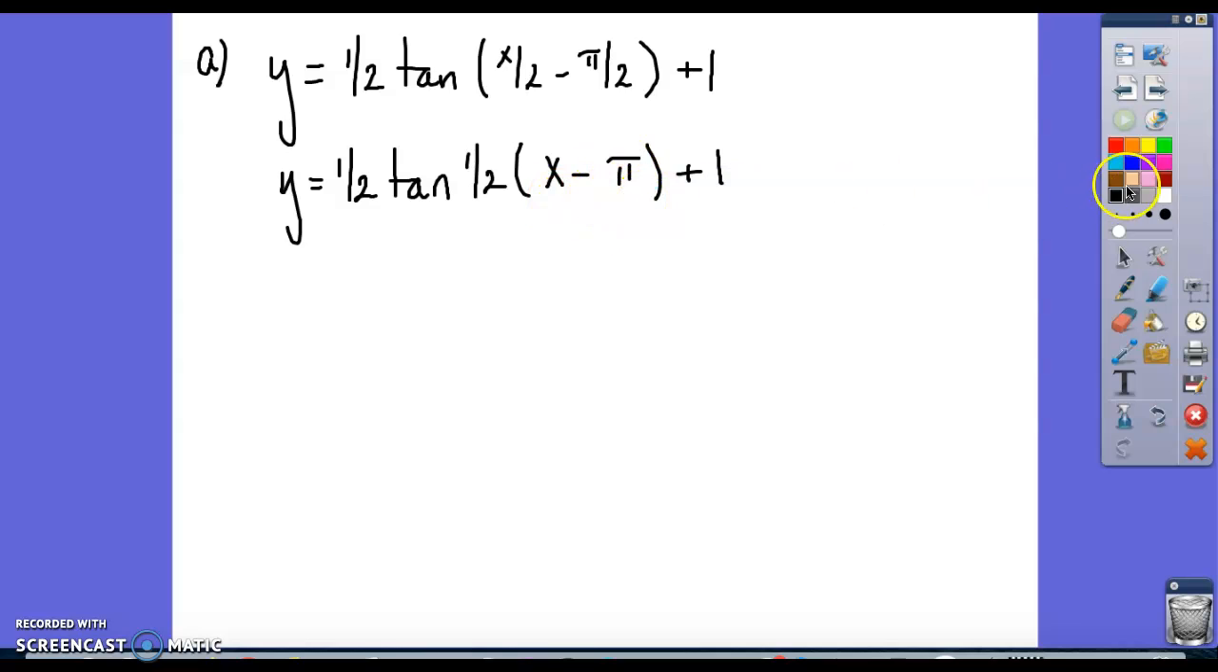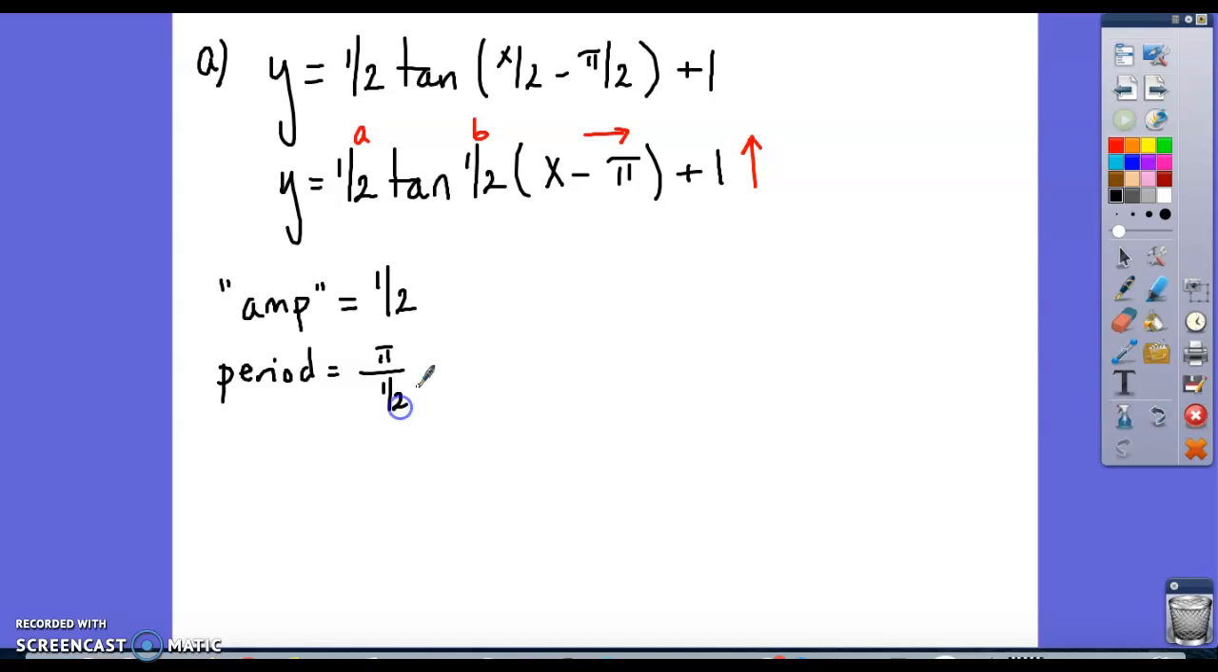okay, from here. So here's A, here's B, H, right? I'm going to move to the right, and K, I'm going to move up. So I have this fake amplitude right here, so that's 1/2. Okay, my period is pi over B, so pi over 1/2, that's 2 pi.